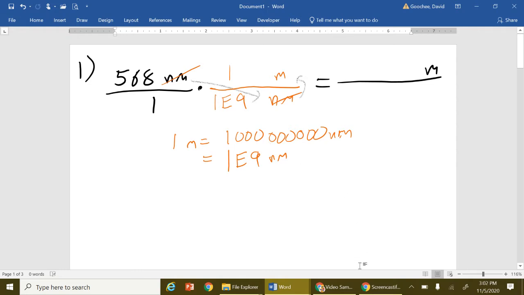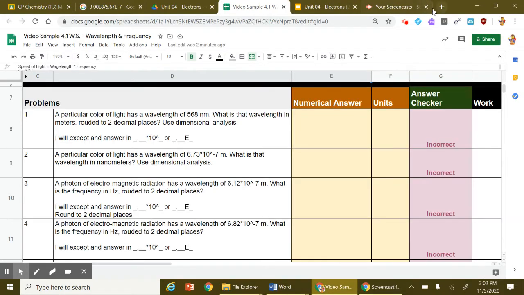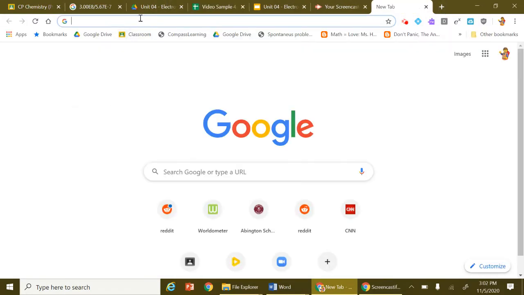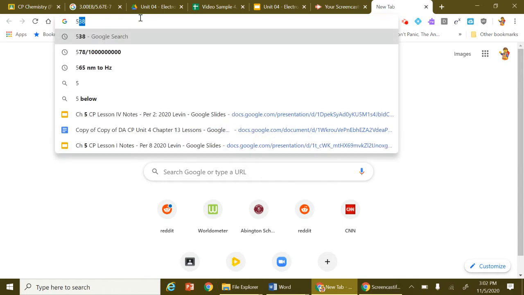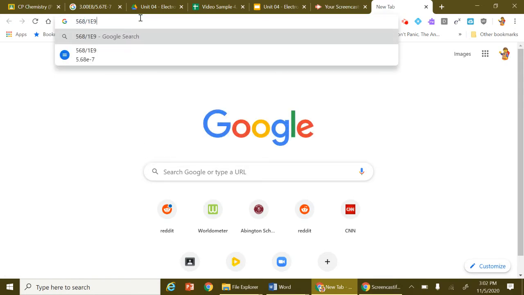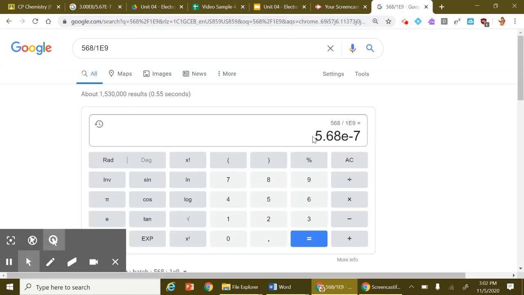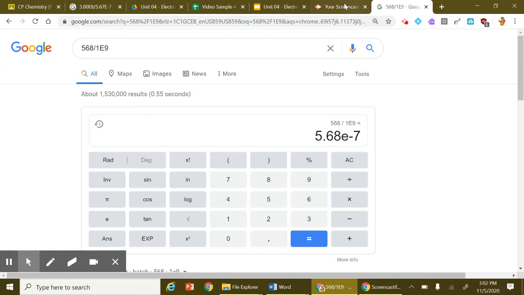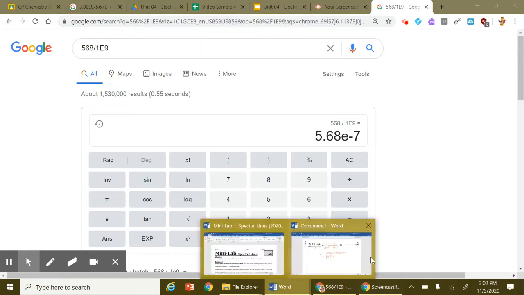Now what I'm going to do is enter this in my search bar: 568 divided by 1 times 10 to the 9th. By the way, Google knows the E system, so it makes it a lot easier than typing times 10 raised to the power. Let's see what it tells me: 5.68 times 10 to the negative 7. Great, so I can just write that in.